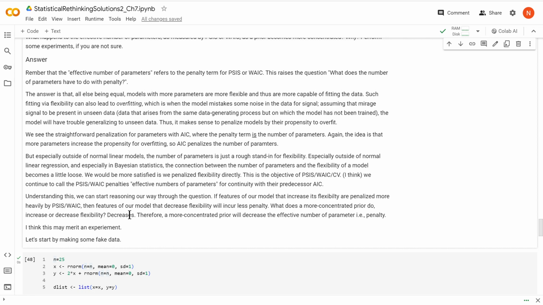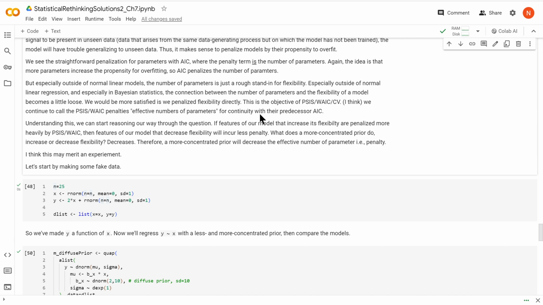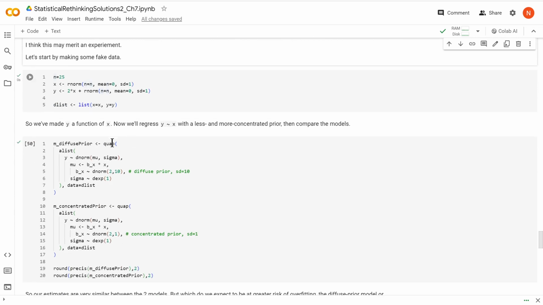So a more concentrated prior should, in general, all else being equal, incur a smaller penalty, all right? And so now we've reasoned ourselves from understanding the effective number of parameters and the penalty of the PSIS to WAIC to trying to predict what's going to happen with a more concentrated prior, all right? So let's actually look at this with an experiment. And so we'll start by making some fake data.